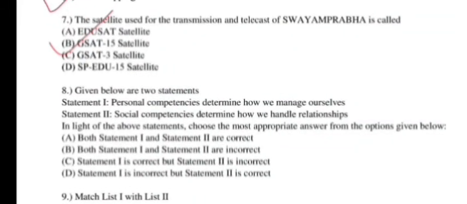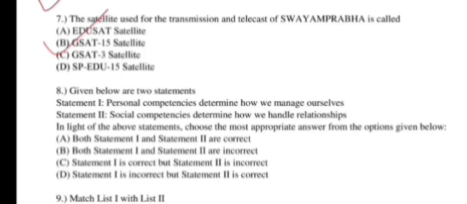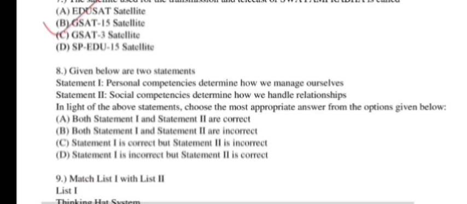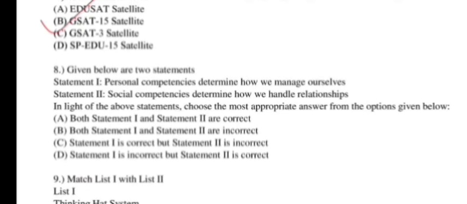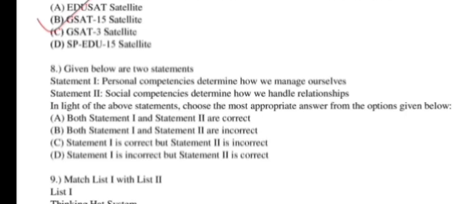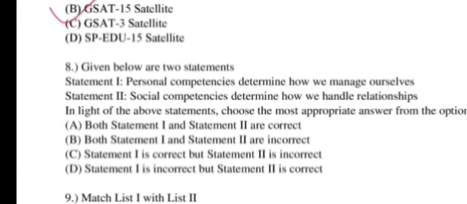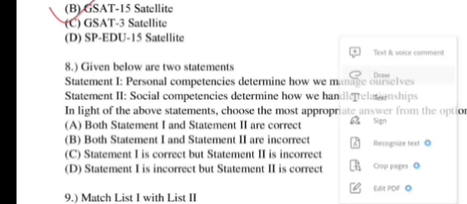Number 8 says, given below are two statements. Statement 1 says, personal competencies determine how we manage ourselves. Statement 2 says, social competencies determine how we handle relationships. In light of the above statements, choose the most appropriate answer from the options given below. Options are like this: 1 and 2 are correct, 1 and 2 are incorrect, 1 is correct, 2 is incorrect, 1 is incorrect, but 2 is correct. It will be both 1 and 2 are correct.